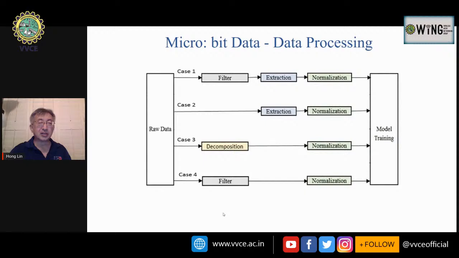So we try to test the effect of different data processing procedures. For example, we do the filtering, feature extraction, and normalization all together, or we can just do the feature extraction from raw data, or we can do EMD decomposition and then use the decomposed components to do the modeling directly. Or we can filter the low frequency drift and then combine the remaining IMFs back to the raw data, and then do the modeling after that. We want to compare the effect of different procedures in this modeling process.